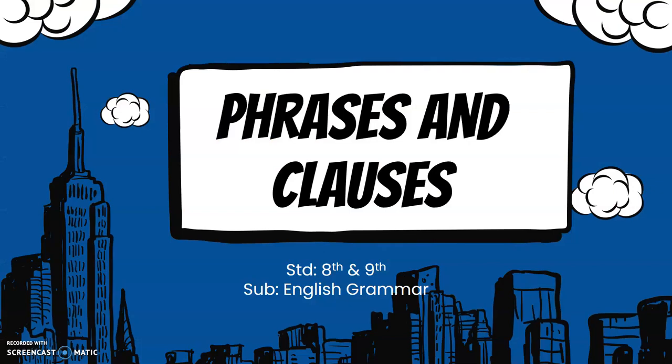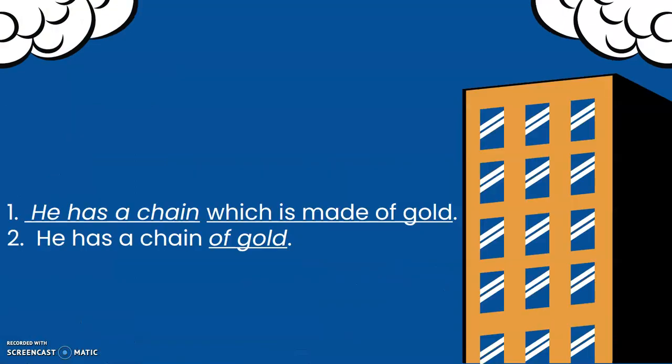Phrases and clauses. Students, what do you see on the screen? We see sentences. Okay, so what is a sentence? A sentence is a group of words which contain a subject and a predicate. What is a subject? It means where there is a noun or a pronoun.